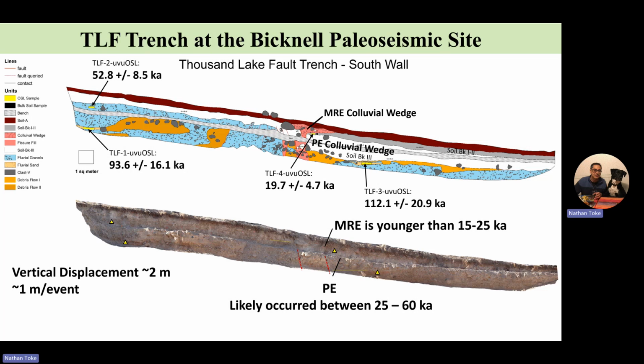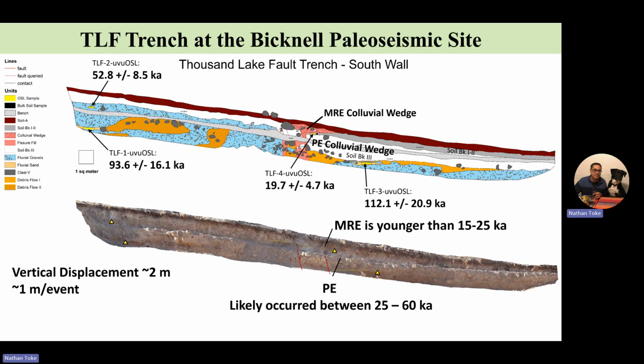And so we have several OSL dates. We have 4 OSL dates. 3 of them come from in the stratigraphy below the BK3 soil. Those all are older, ranging from about 50,000 years ago to over 120,000 years ago. And then we have one OSL date in essentially the base of the MRE colluvial wedge, which is younger and dates to about 20,000 years ago.